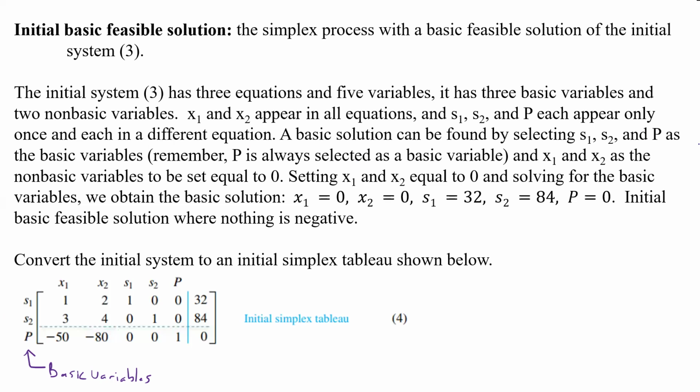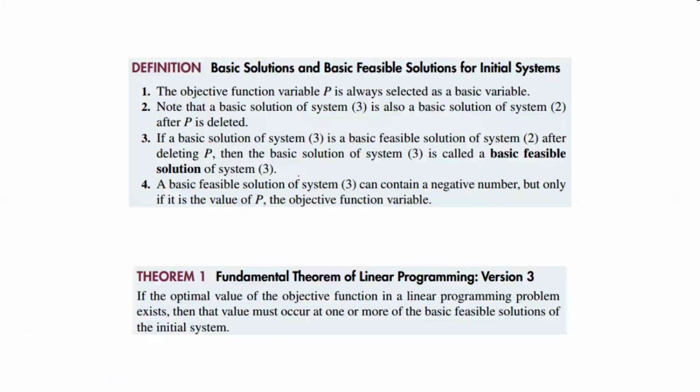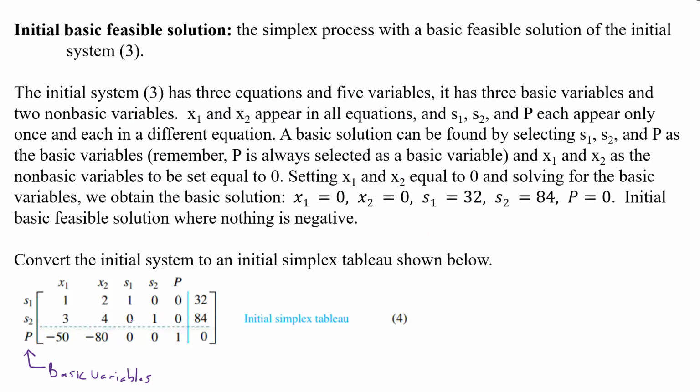So these two are going to be set equal to zero to start out with. And then after that, we're going to solve for the basic variables. And so we get x1 is 0, x2 is 0, s1 is 32, s2 is 84, and p equals 0. And then the initial basic feasible solution where nothing is negative, so all those are positive, so that's okay. And what we're going to try to do is set up this initial system into a simplex tableau. And this is going to be called our initial simplex tableau.